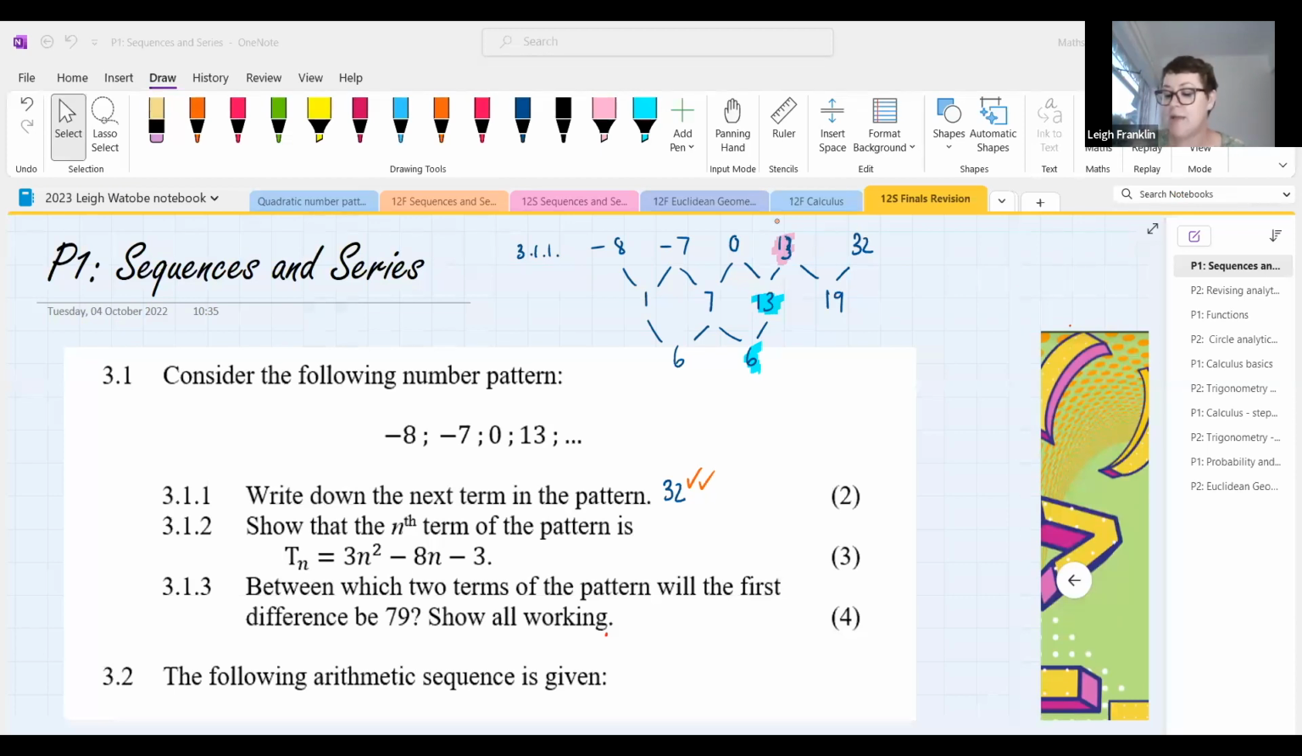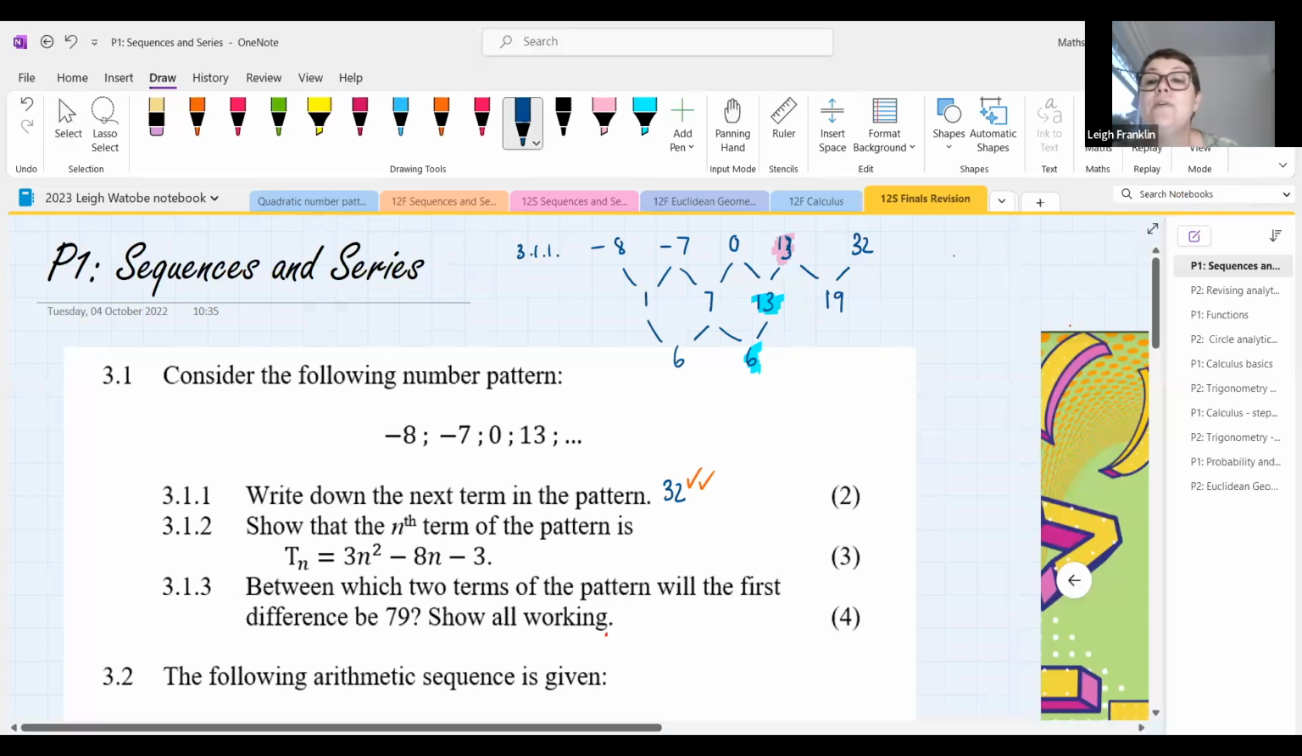The reason for that is because there are rules that they use to answer this particular question. What they're not allowed to do is verify. In other words, they can't take an answer, like the -8, the -7, or the 0, and sub that into the nth term and work out what the answer is. So they can't do this. This is not allowed.